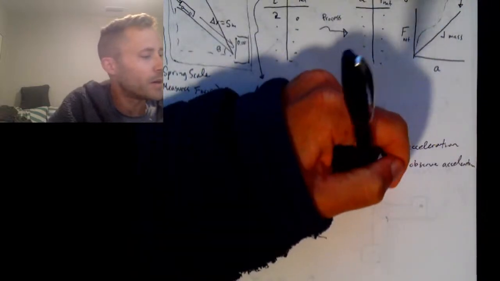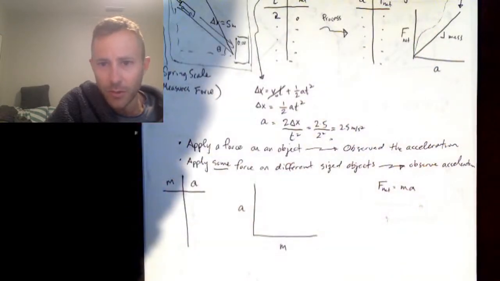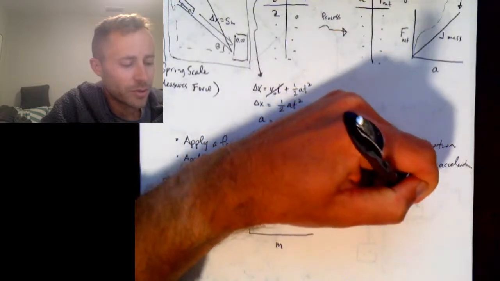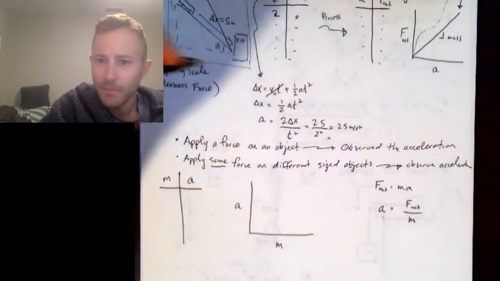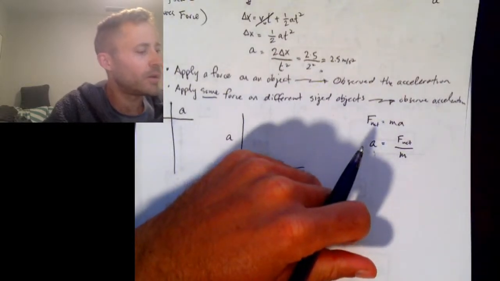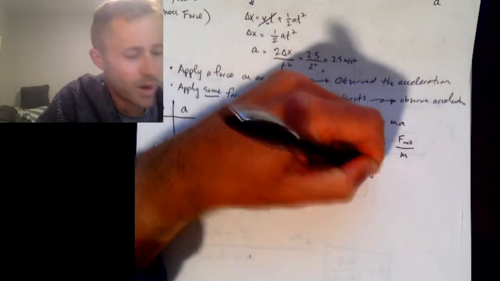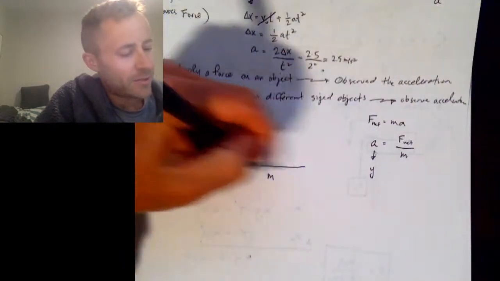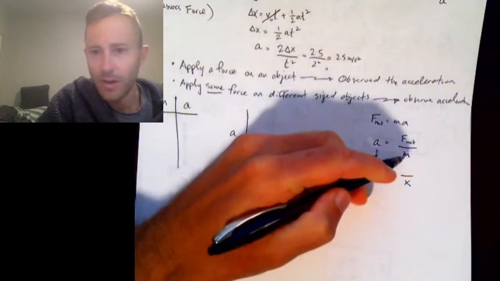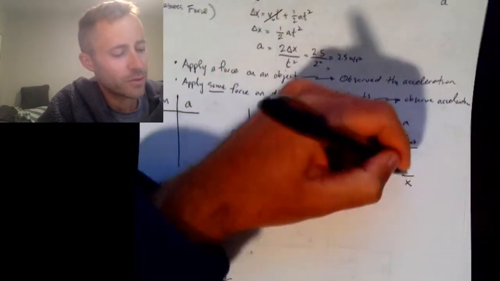Well, let's look at it. Net force equals ma. Again, we're applying the same force no matter what. Dividing both sides by m says acceleration equals net force over m. We have acceleration on the vertical axis, so acceleration is kind of like y. We have mass on the horizontal axis, so mass is acting like x. Notice how m is in the denominator, so x is in the denominator. And the net force is constant because it's the same force, so this is just a constant.